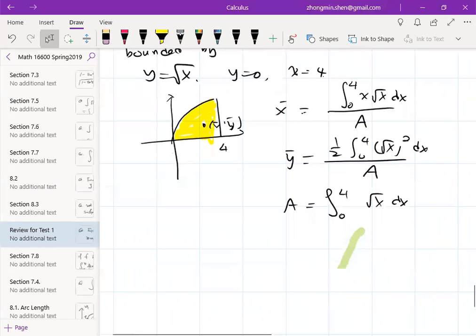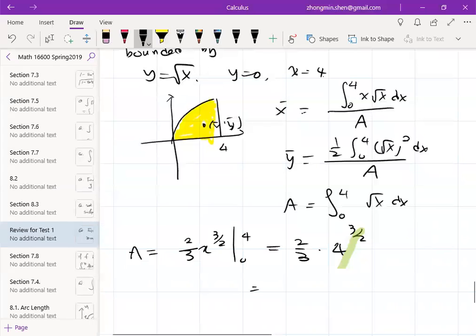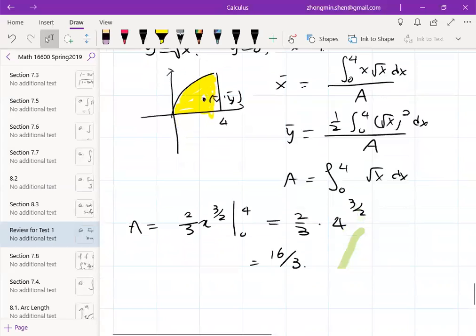So evaluate the integral, and at the end you still have to go back and check whether this makes sense as an answer. The antiderivative of the square root of x is 2 over 3 x to the 3 over 2. That will be 8 times 2, 16, so 16 over 3. That is the area. I think it makes sense.